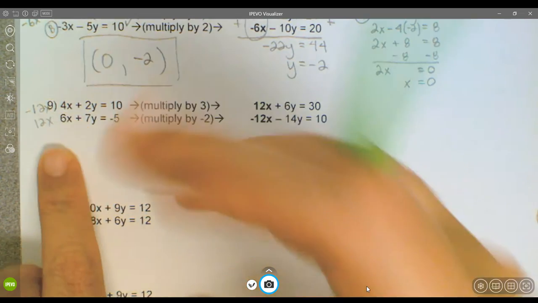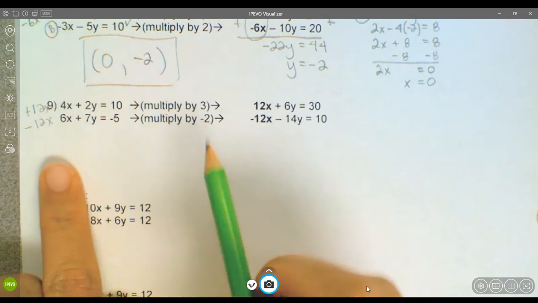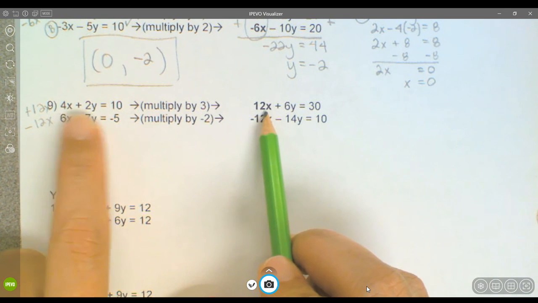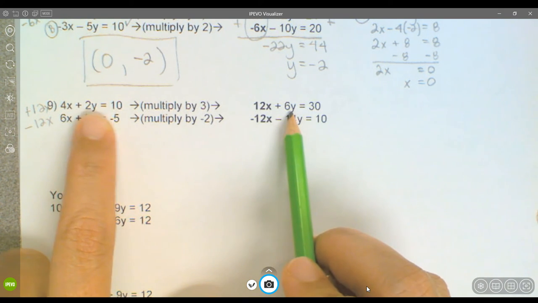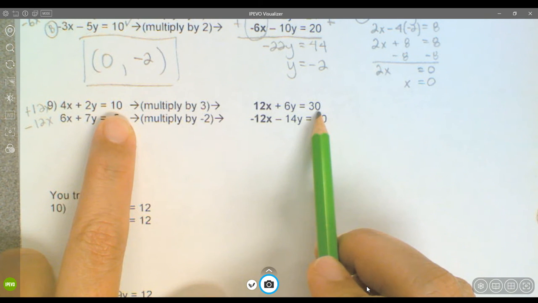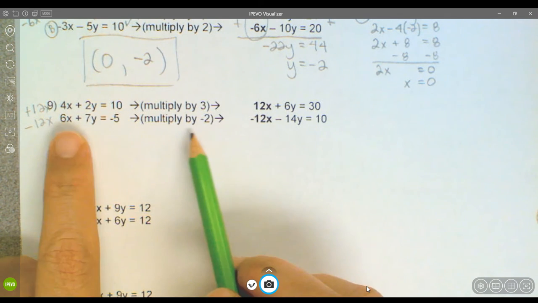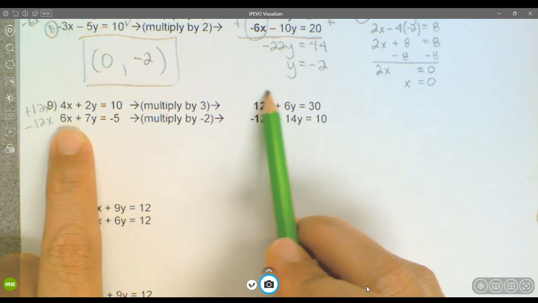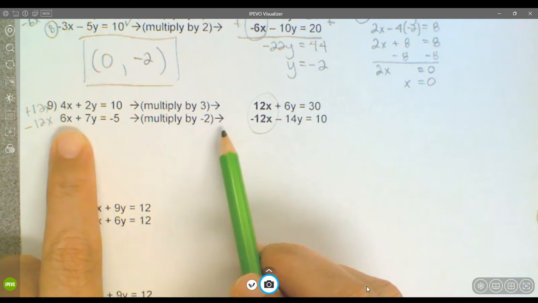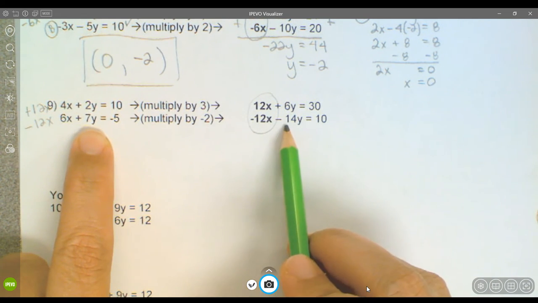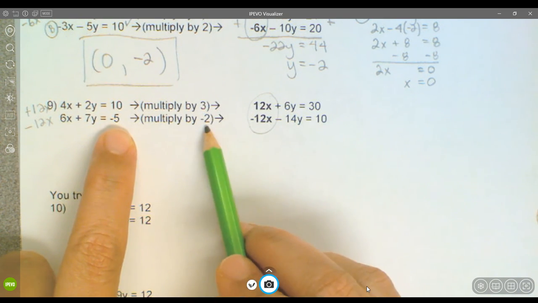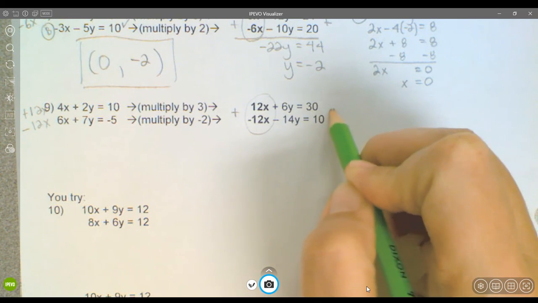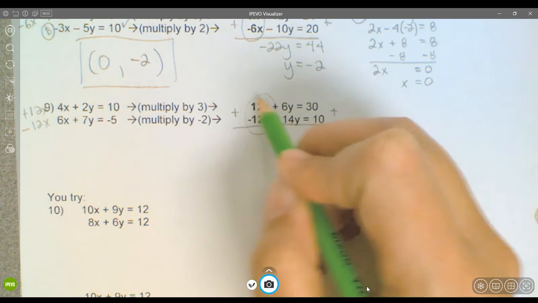So I want the top equation to be positive 12x. So everything multiplied by 3. 4x times 3 is 12x. 2y times 3 is 6y. 10 times 3 is 30. Okay? Bottom equation, 6x times negative 2 is negative 12x. There's my opposites, guys. 7y times negative 2 is negative 14y. Negative 5 times negative 2 is positive 10. So it looks like these are my opposites.